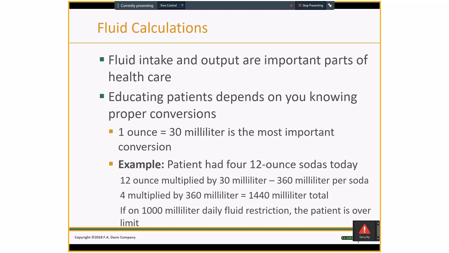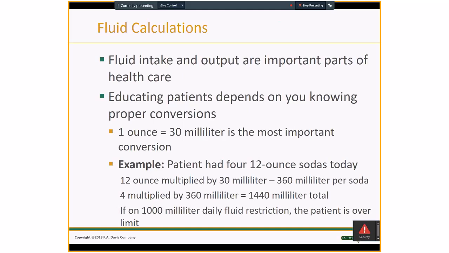So it says the most important conversion is knowing that there's 30 milliliters in an ounce, because usually we do most things in milliliters. So when you do the conversions, that's one that you want to try to memorize. And then we try to educate patients on knowing proper conversions.